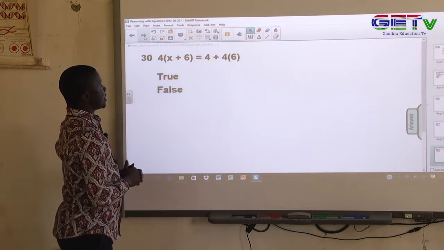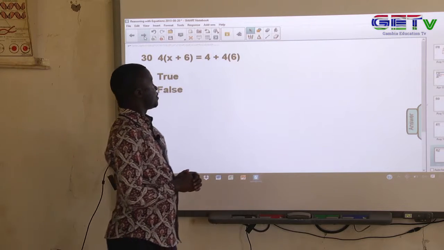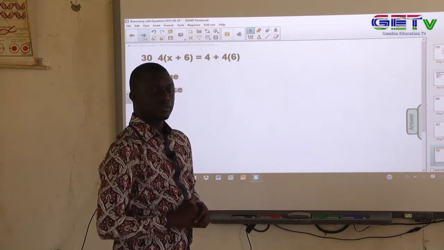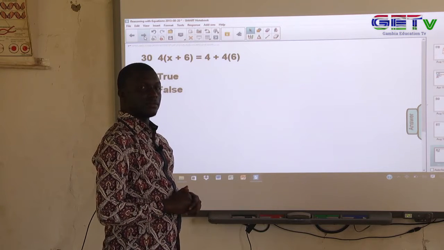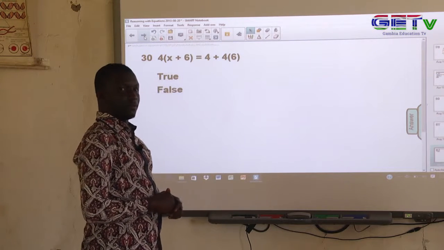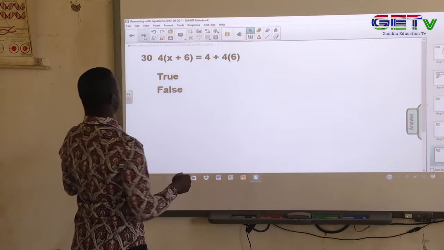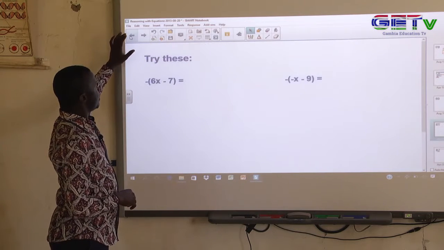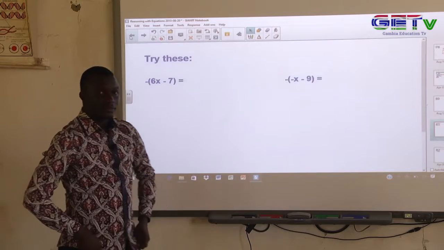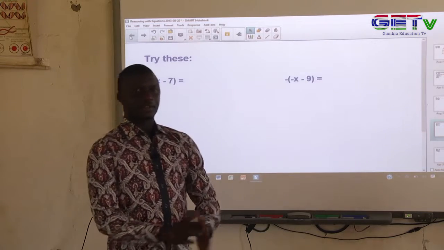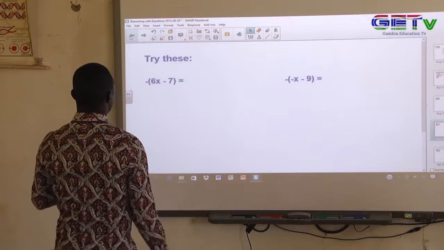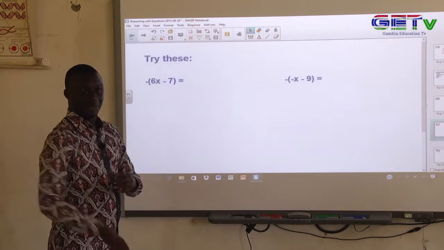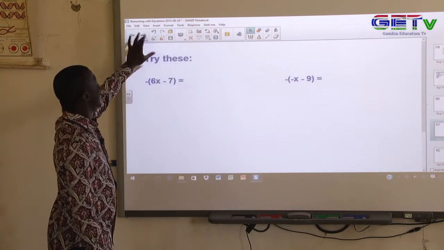4 into x plus 6 equals to 4 plus 4 into 6. That is 4 times 6. Since they are using responders, you ignore that statement. You say this is a true or false statement. So when you ask after a while, you can just pause and say, obviously the answer is true. Good. You know, sometimes you forget that we are in a classroom situation. It's not easy.